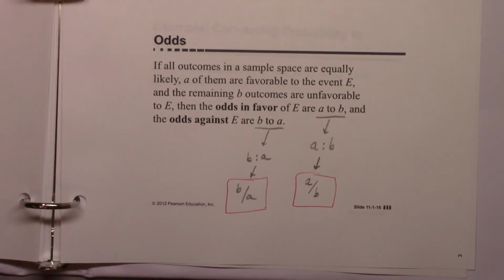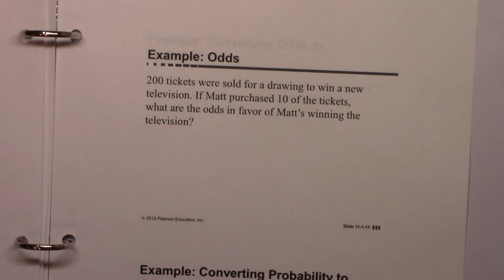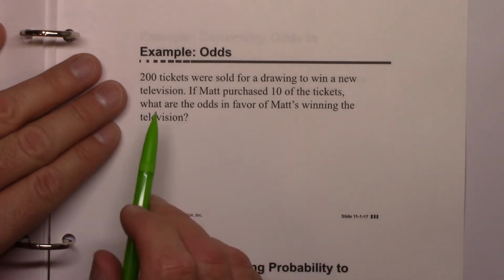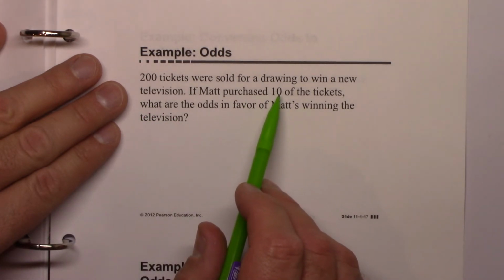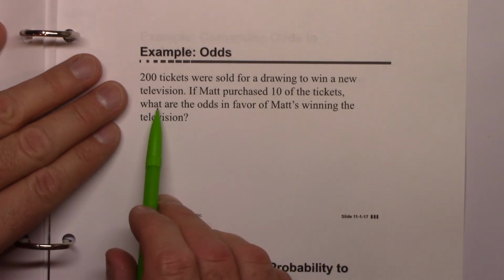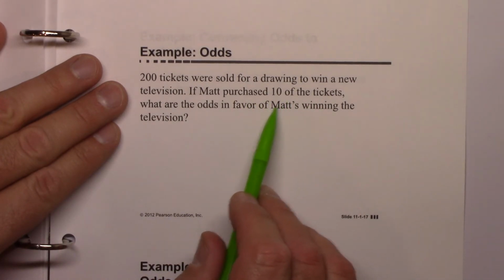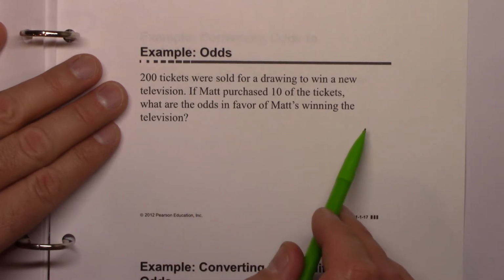So that's what I'm going to show you in the actual example sets. Let's go ahead and turn over to page 9, and we'll start looking at some of these odds examples. So I'm at the top of page 9. It tells us here that 200 tickets were sold for a drawing to win a new television. If Matt purchased 10 of the tickets, what are the odds in favor of Matt's winning the television?